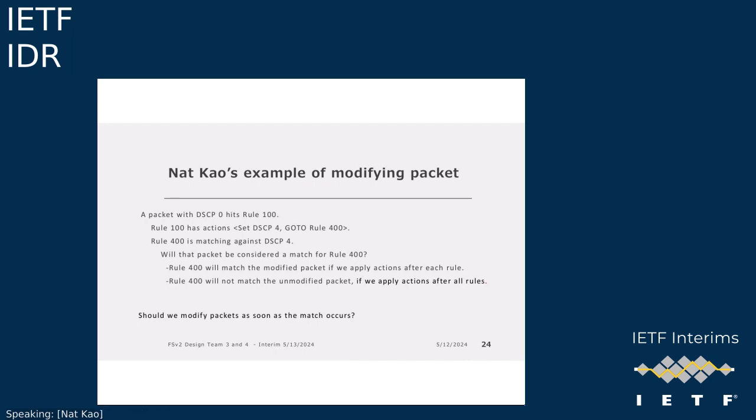Sure. For example, the packet with DSCP 0 hits the first row, row 100. And if we do some actions on row 100, which we set DSCP to 4, and if we have a go to action, then go to row 400, then row 400 is matching against DSCP 4. So, when do we do the action?